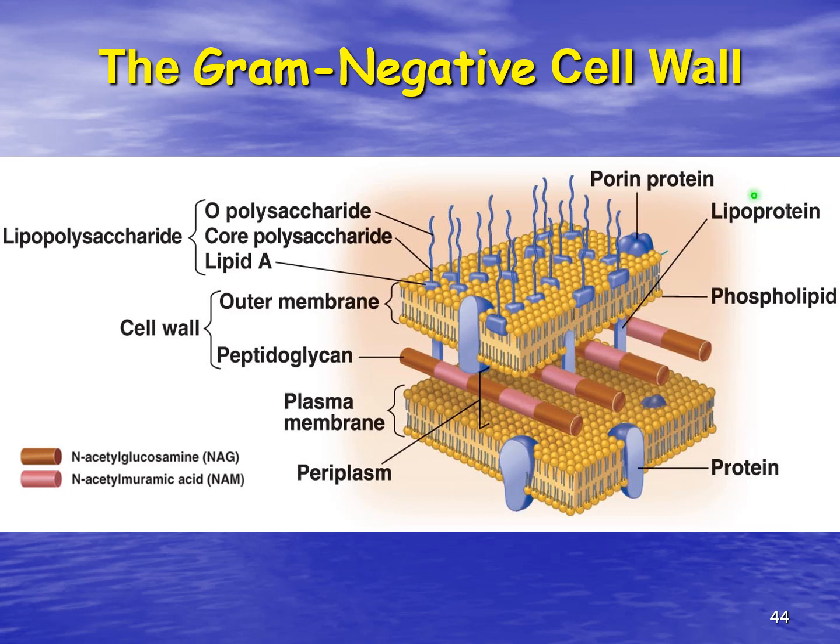So again, thin layer, single layer of peptidoglycan. We have the cell membrane here, and then this is that outer phospholipid membrane of the gram-negative. And you can see there's a lot more proteins and a lot of these lipid polysaccharides that are floating around in this outer membrane.